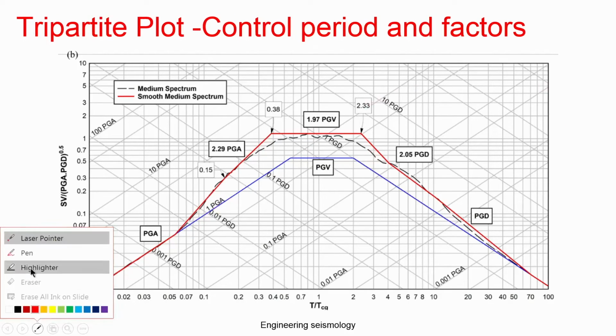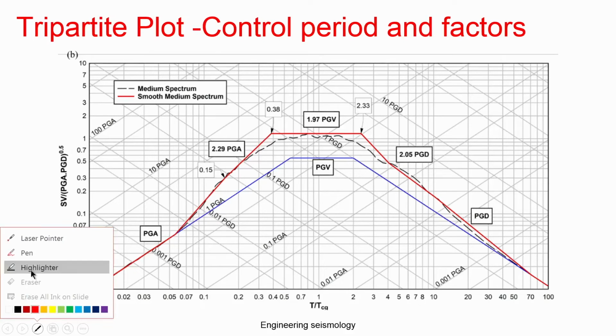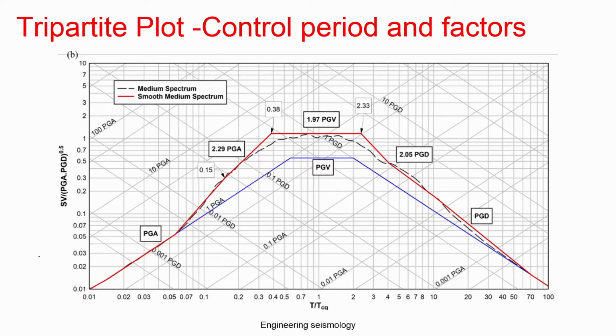So, you plot this in the normal plot, a normal graph like this. Okay, so this is the acceleration sensitive region, this is the velocity sensitive region, and this is the displacement sensitive region. So, this is called a design spectrum. Okay, this is called a design spectrum.